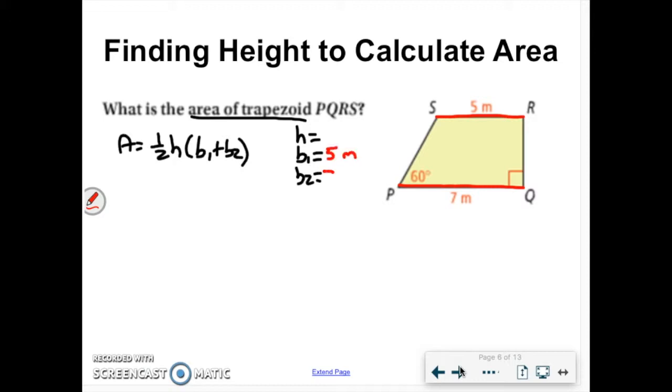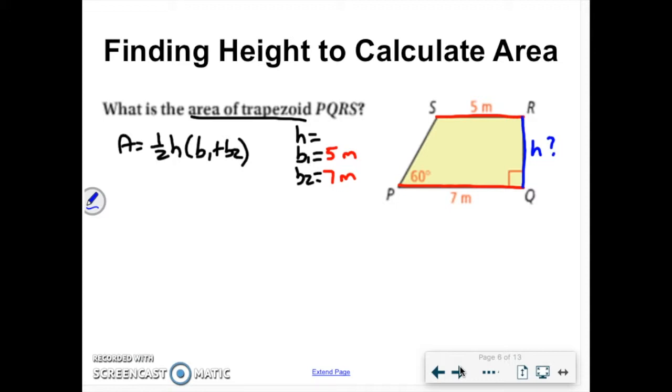So we know that we have both bases. What we don't have is the height. So the question this time is, how tall is that? We don't know the height. We have to figure out the height of the trapezoid by kind of a review problem.